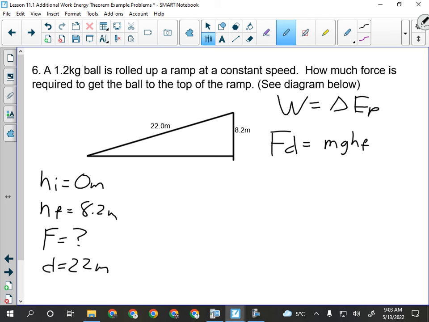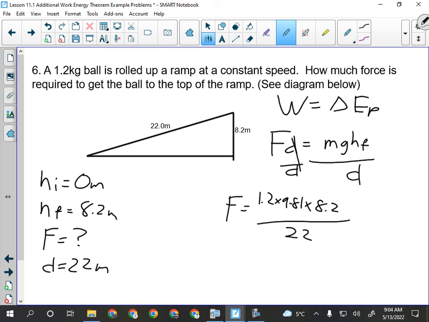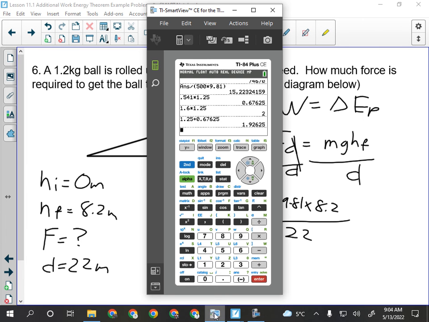So I am looking for the force, so what do I do with d? Divide it over to the other side. So force is going to equal, what did we say? It was 1.2 kilograms times 9.81 times 8.2 divided by 22. Okay, so we're going to be using 4.39 or 4.4 newtons worth of force to make this happen.